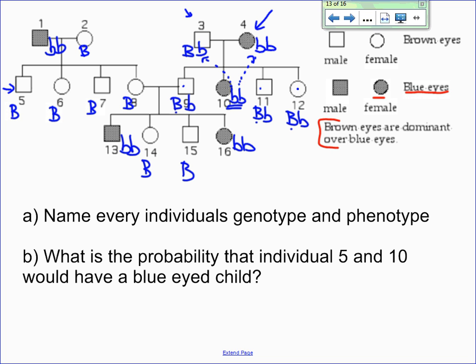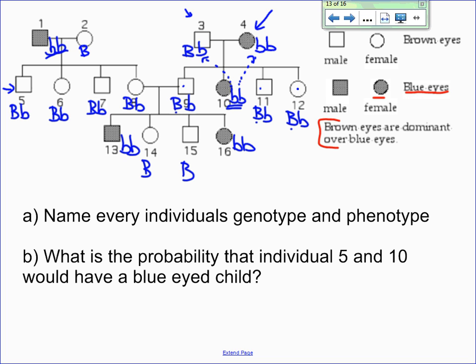Now this one, if we take a look through, is the same thing. Their dad is little b little b, blue eyes, which means every one of them must be big B little b, because dad could only have given them a little b, but they all have brown eyes. And I think that, oh, it's almost everybody.